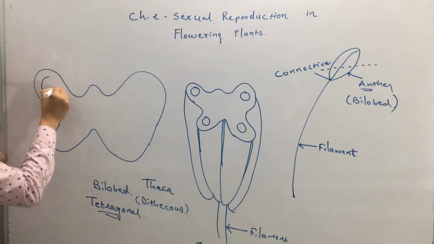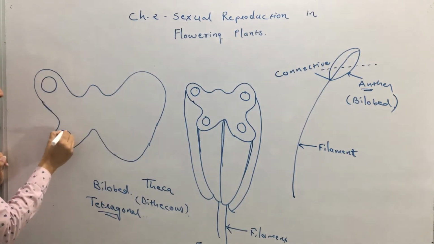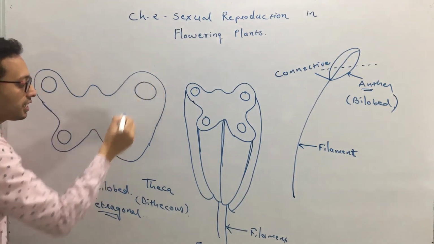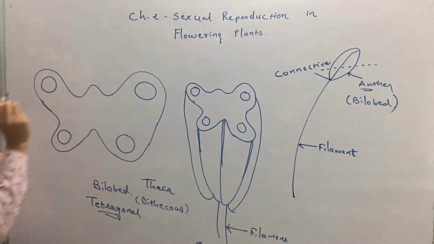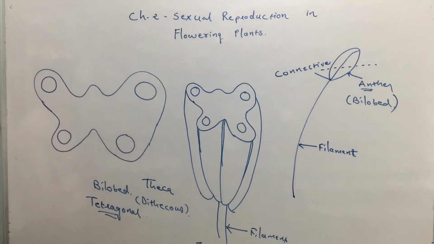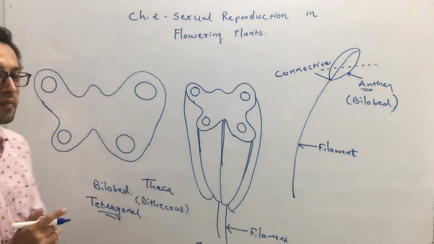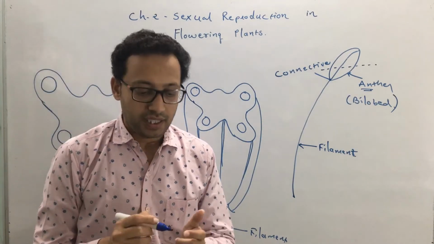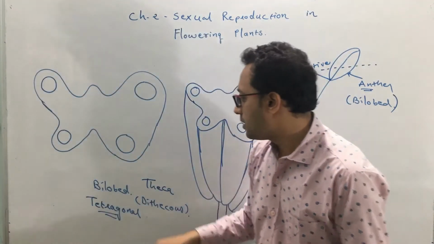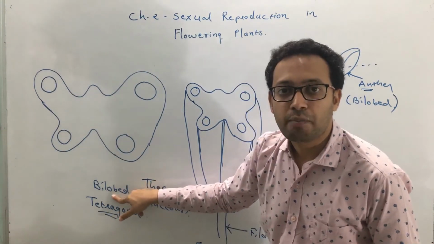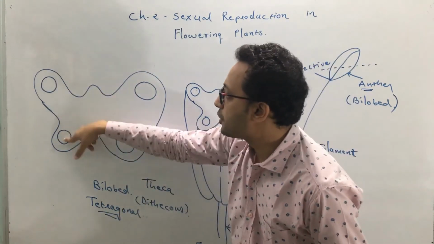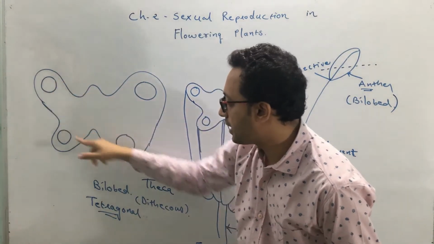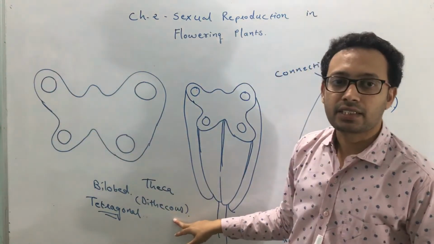Each side contains a microsporangium, which is circular in nature. So this is about the internal structure of an anther. I again repeat: when you learn the internal structure of an anther, the anther contains 2 lobes, so it is called bilobed. Each lobe contains 2 theca, so it is called a dithecous structure.